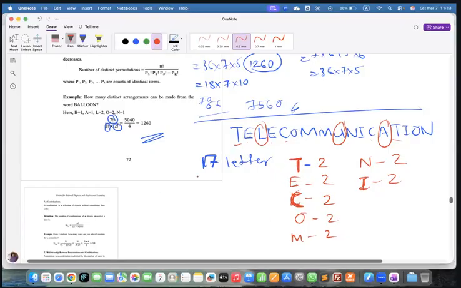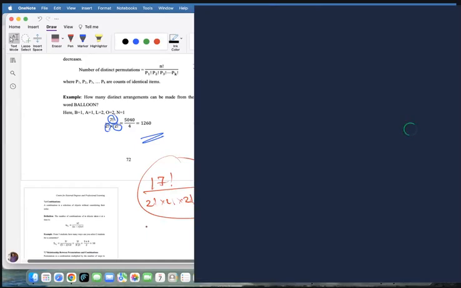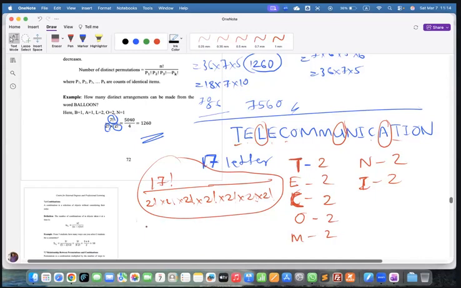So how many unique words can you make? 17 factorial divided by 2 factorial into 2 factorial, and so on, 7 times we need to divide, 1, 2, 3, 4, 5, 6, 7 times, right? So this is the number of words we are making, because 7 letters have more than 1 occurrence. So 17 factorial divided by 2 factorial, up to 7 times. This is how we can find the answer for this type of question, right?